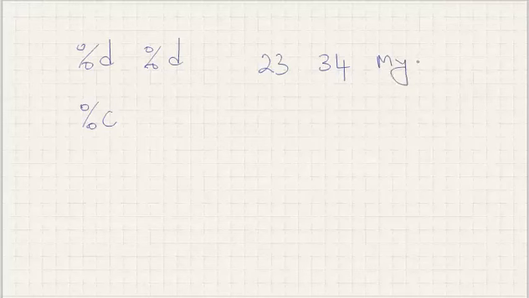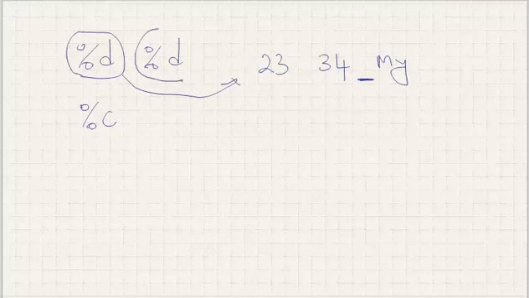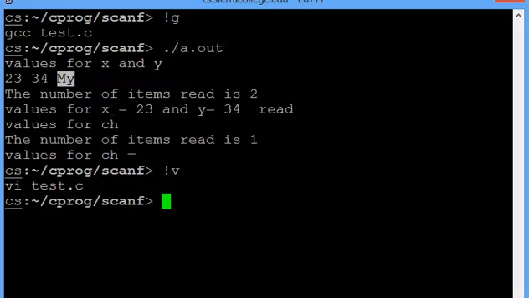We said %d, %d, and we said %c. We entered 23 34 and my whatever, right? If you see the space, C language is very, very picky. So this %d mapped to 23, this %d mapped to 34, and this space mapped to %c, character c. So that is the output you get. Number of items read is 2, it got 23 and 34, because you said integer. Integers are always delimited by space, and we said read a character, and it read the space in between those two, and you got the number of items and the character is a space, printed as a space, you don't see it.